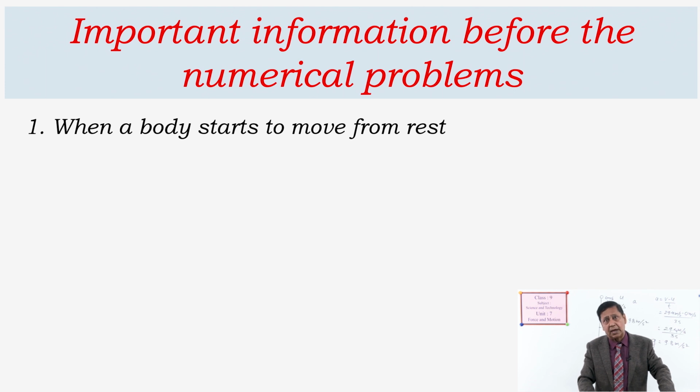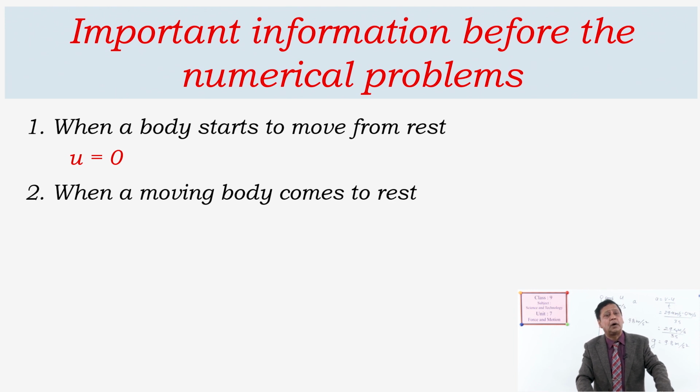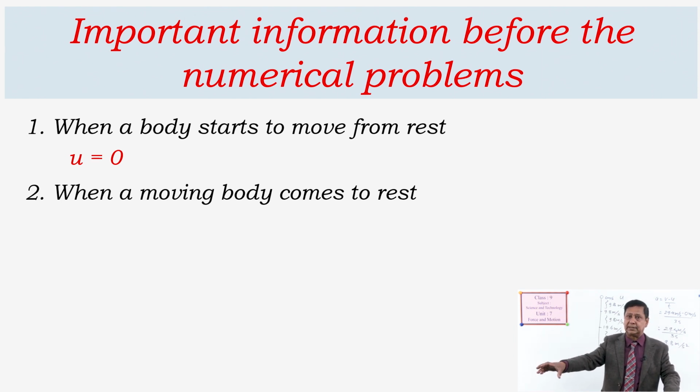At this time, we have to remember that if any object, whether a car or bus or any body, starts from rest, then initially its velocity was 0. That's why u, the initial velocity, we can write as 0. Now next, when a moving body comes to rest: for example, a bus moving with a velocity of 90 km per hour is stopped by using brake. If it is stopped, then finally its velocity becomes 0. That's why you can use v equal to 0.